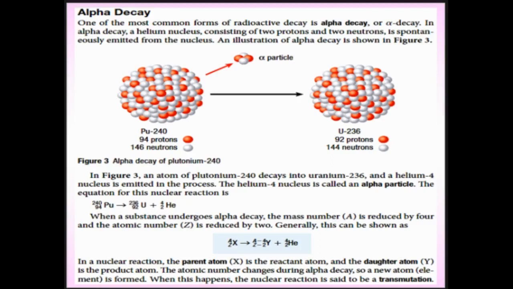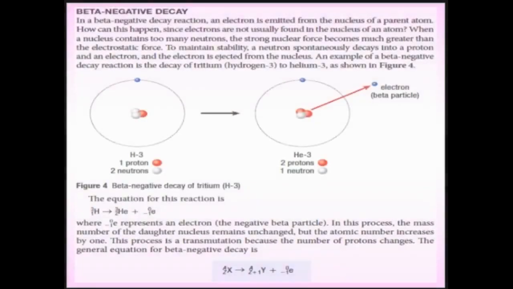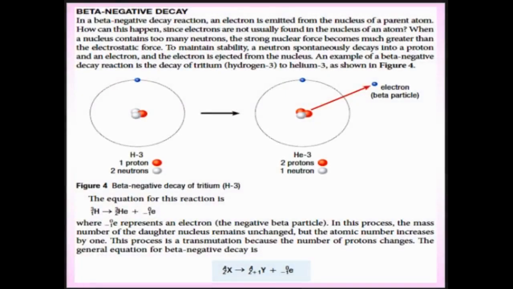Is it making sense, at least as far as the number is concerned? What comes next? Beta. Beta apparently has 2 modes. If there's a beta negative, there will be no reason to call it beta negative unless we have also a beta positive. So let's talk about beta negative.